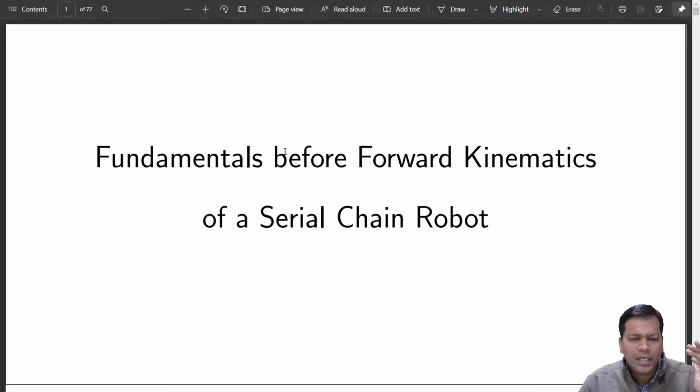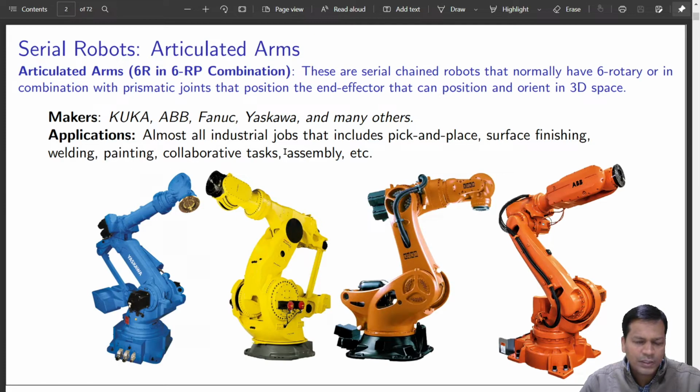For now, my assumptions are that you already know what is a robot, what is a serial robot, and you have some prerequisite of linear algebra, that is matrices mostly, and vectors. So yes, here I go. This is a standard serial arm robot that you have seen quite a lot of times now. So yes, it looks like this.